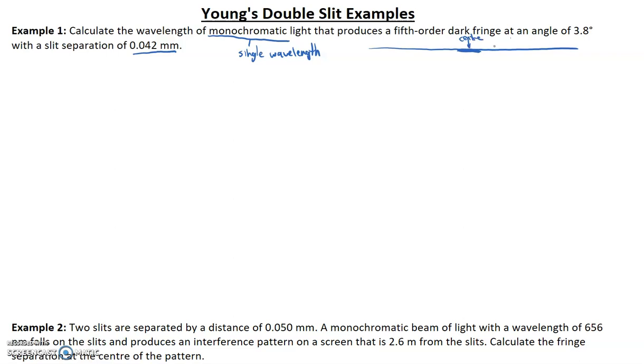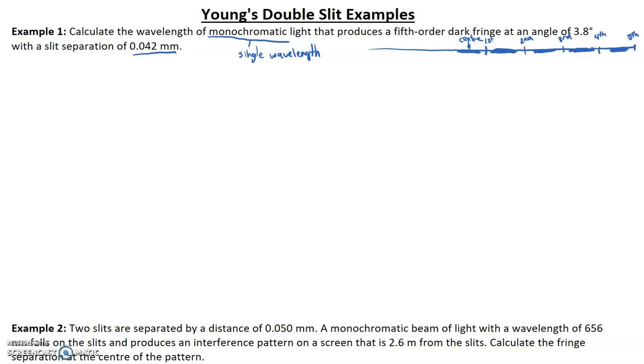On each side of that center, I'm going to have a dark followed by a bright, followed by a dark, followed by a bright. I didn't space these out perfectly. Followed by a dark, followed by a bright, dark, bright, etc. The first order is that one. First order dark fringe, second order dark fringe, third order dark fringe, fourth order dark fringe, and finally way out here I have the fifth order dark fringe. And so what that means in terms of the n value here is that n is equal to 5.